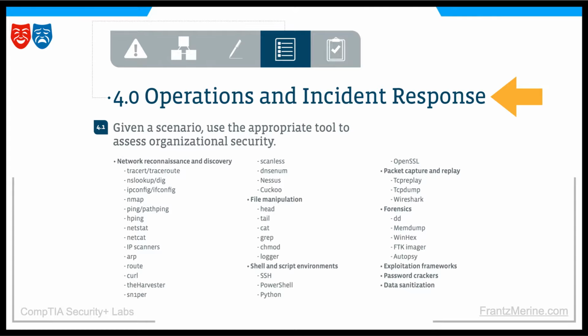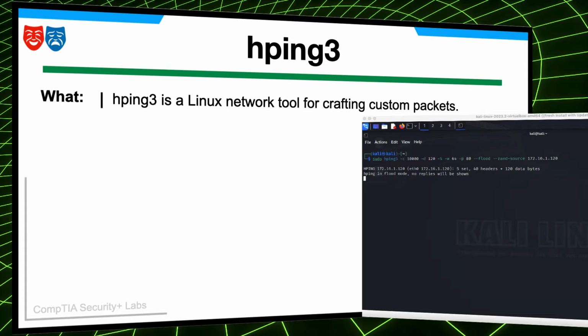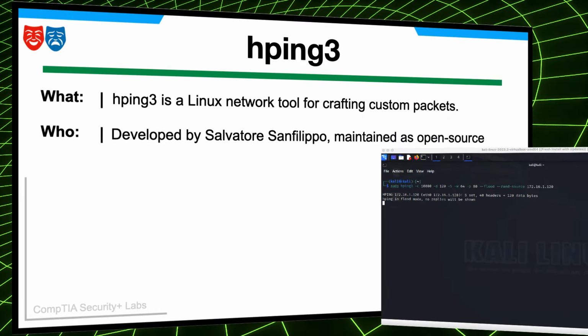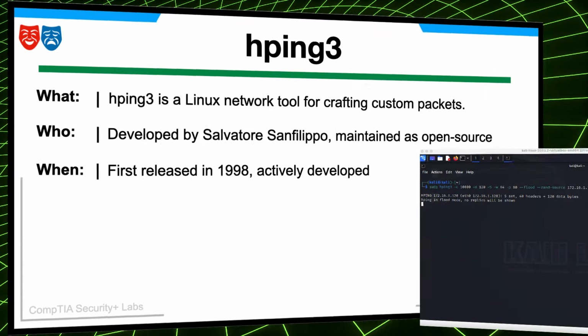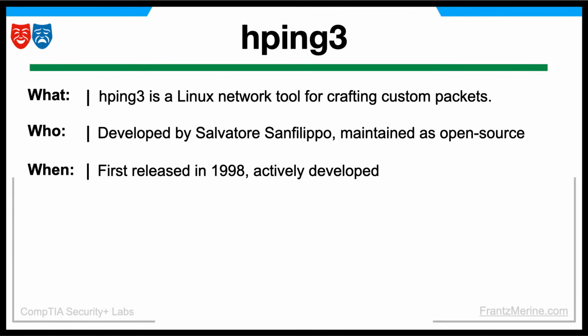So what is hping3? The hping3 command is a network tool in Linux used for crafting and sending custom packets to target hosts for various network-related tasks. It was developed by Salvatore Sanfilippo and maintained as an open source project. It was first released in 1998 and has been actively developed since then. We will use it in Kali Linux. The hping3 command is used in the Linux terminal or shell environment.